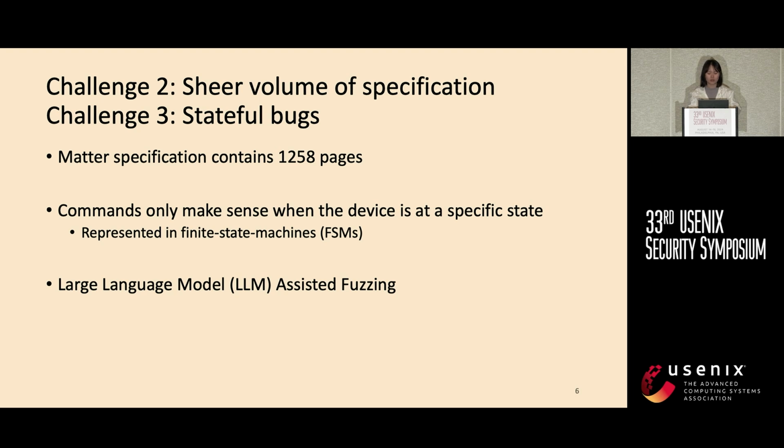As mentioned earlier, the Matter specification has extensive and detailed information. It is not surprising that the specification contains over 1,000 pages. Manually parsing the specification from human-readable content to machine-readable content would be a time-consuming task. Besides the sheer volume of the specification, commands only make sense when a device is in a specific state, which can be represented in a finite state machine.